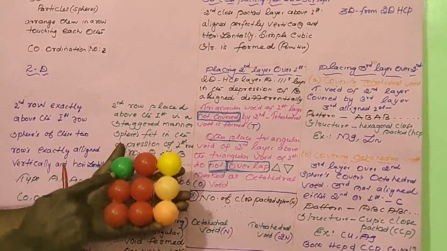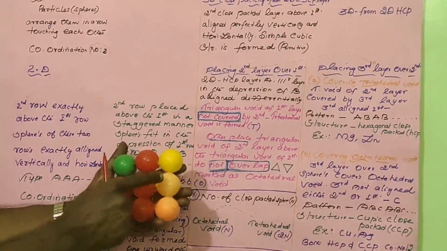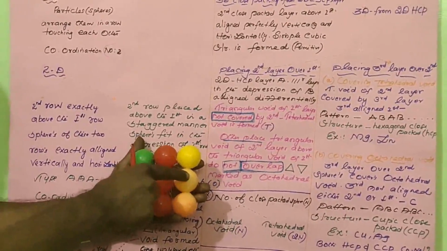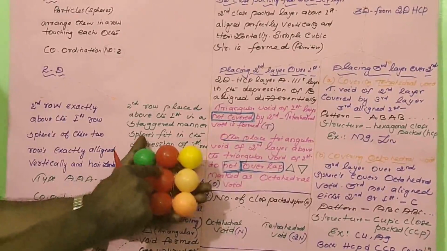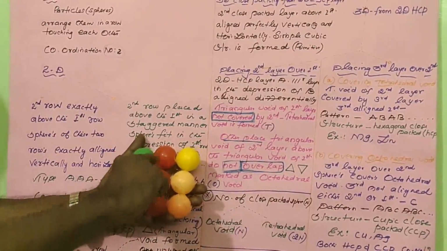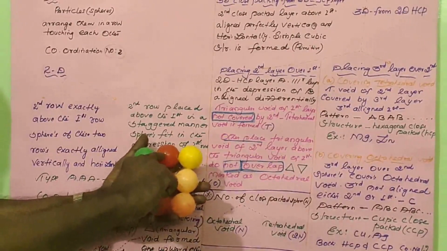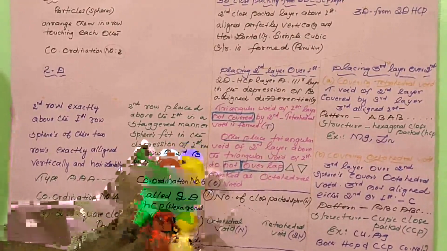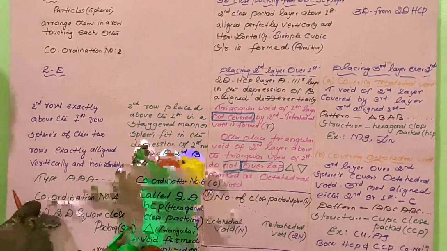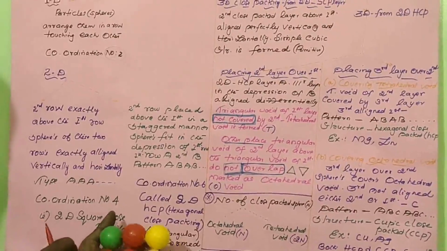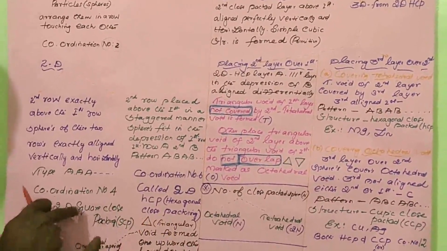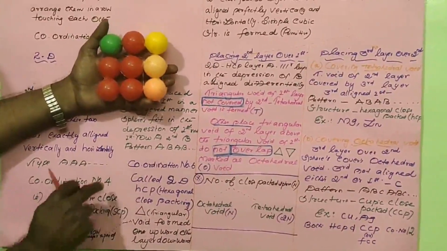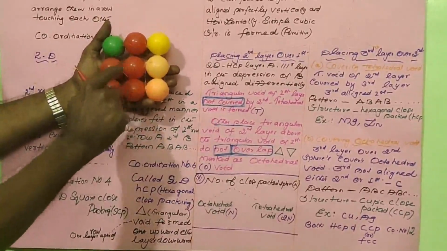In the AA type, the central sphere is surrounded by 4 others. These are not touching the central sphere. The central sphere is touched by 1 above, 1 below, 1 on the left side and 1 on the right side. So in total 4, and the coordination number is 4. This type of square packing is known as 2D square close packing, that is SCP.